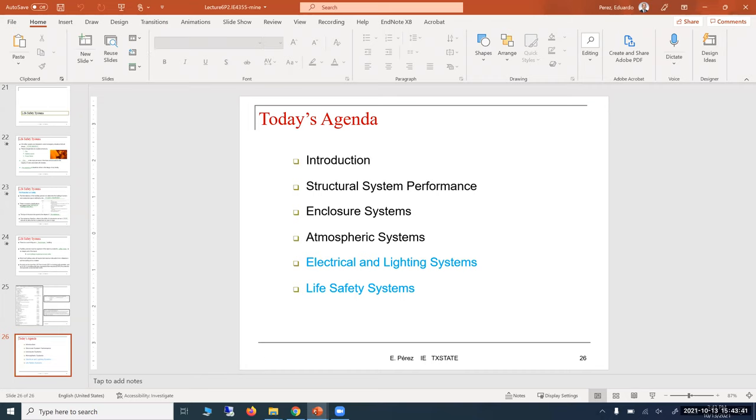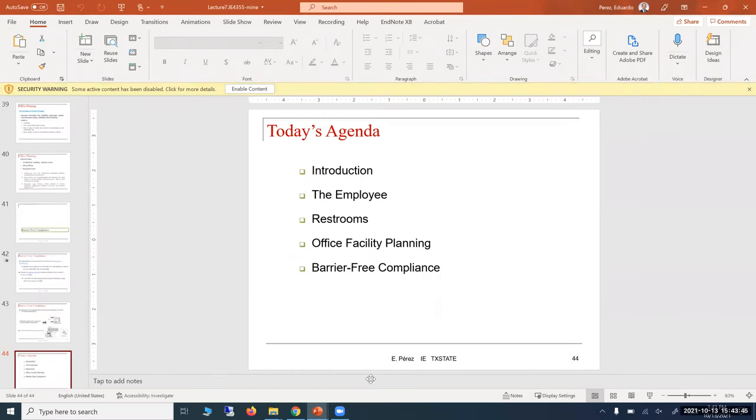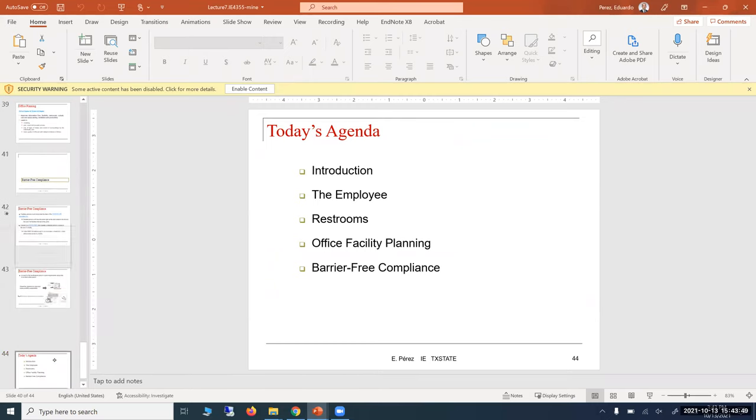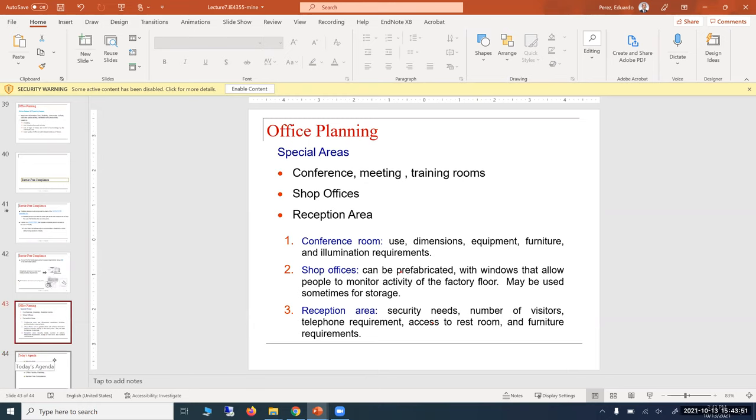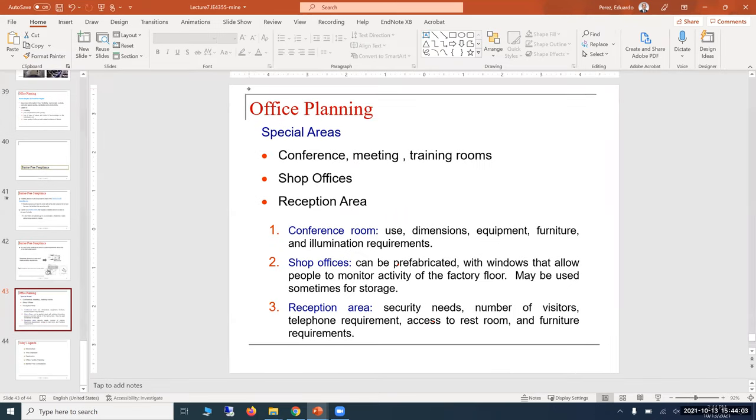Now we are going to transition to the personal requirements. I think I moved one of the slides. We wanted to, there we go.